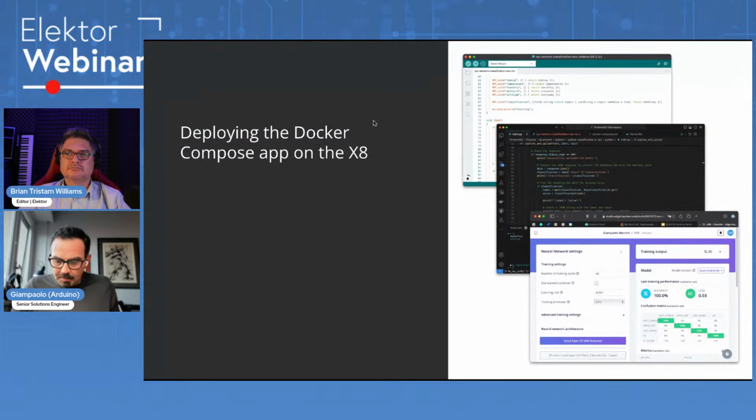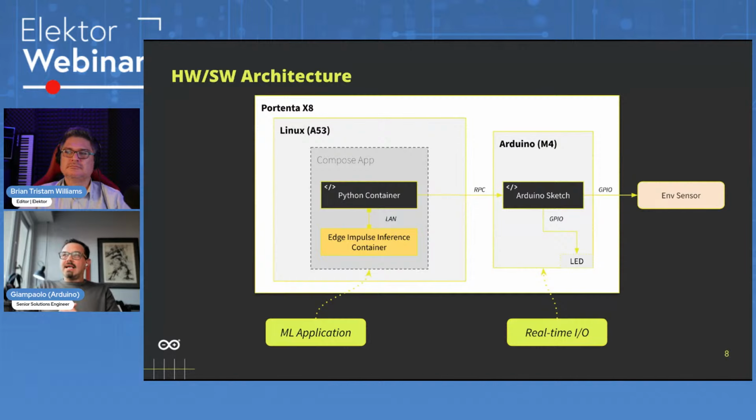As I told you before, on the Portenta X8 we have two different compartments. The first one is a Linux operating system based on Yocto, running containerized applications in Python or whatever language you prefer. The other part is the Arduino core, which can be programmed using both the classical C++ based language of Arduino or also MicroPython. In the Linux part, we have, for this demo, the Python container and the Edge Impulse container.